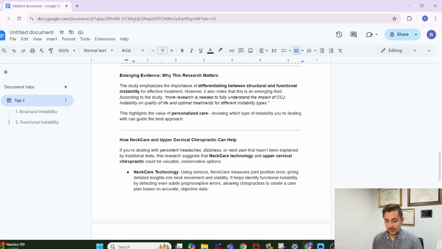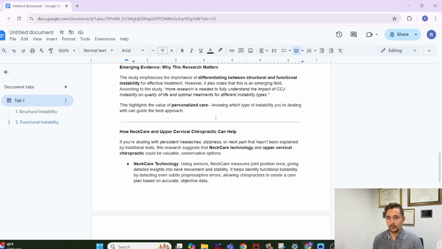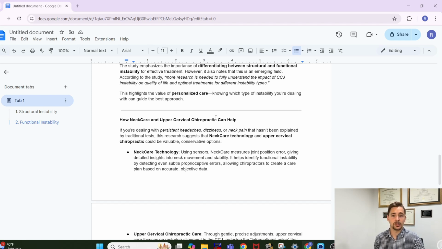At the end of the study, it even says more research is needed to fully understand the impact of CCJ instability on quality of life and optimal treatments for different instability types. Like we talked about for structural instability, surgical intervention in those severe cases is what's needed to stabilize that area. But for functional instability, there are different things that we can do. The study talks about using a conservative care approach first. They reference a lot of physical therapy and different manual therapy exercises that you can do for the neck, which is great and is needed at times.